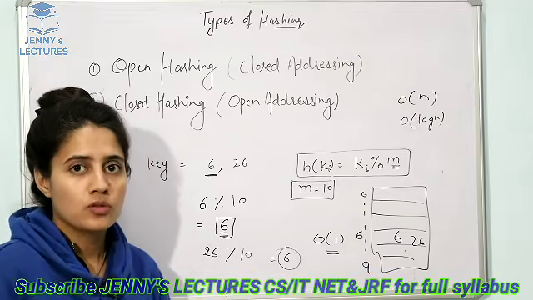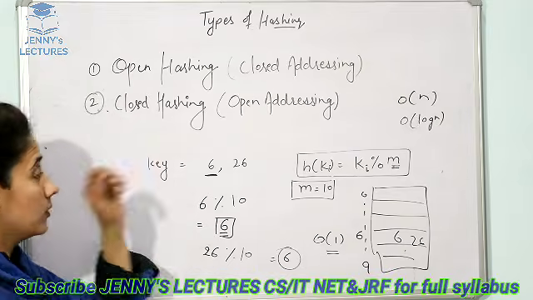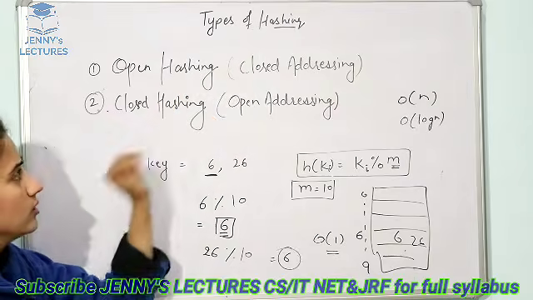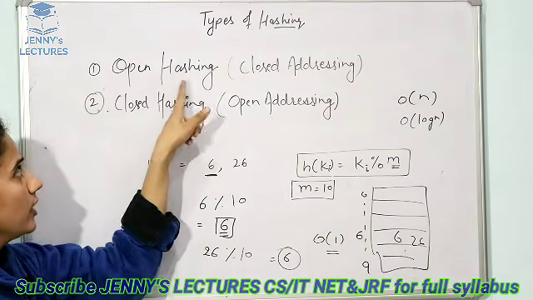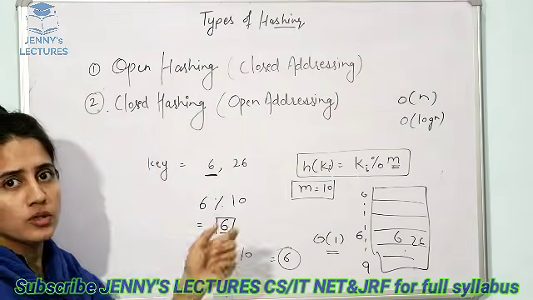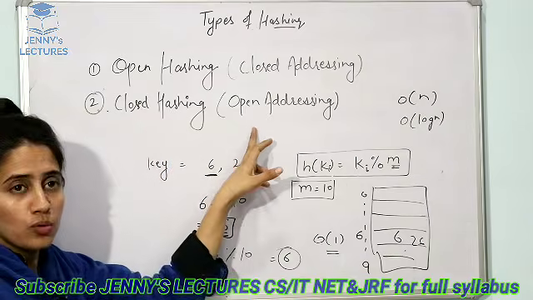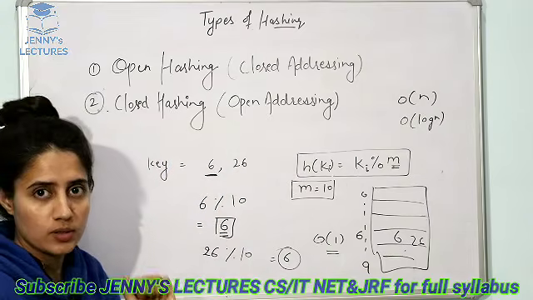Today I am going to discuss with you those techniques, or you can say types of hashing. One is open hashing and one is closed hashing. Open hashing is also known as closed addressing, and closed hashing is also known as open addressing.